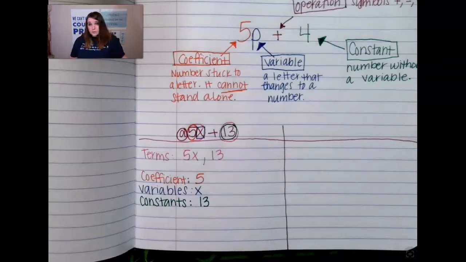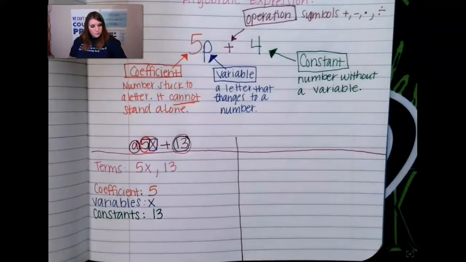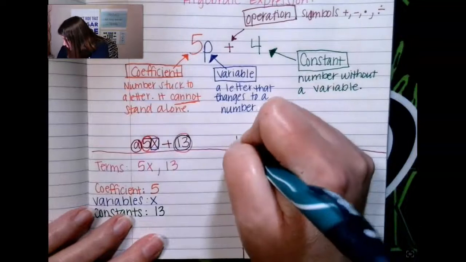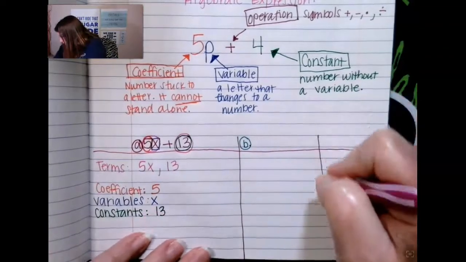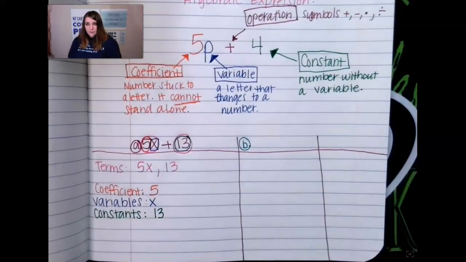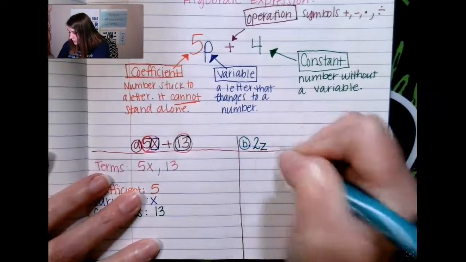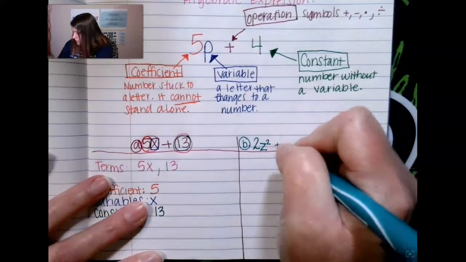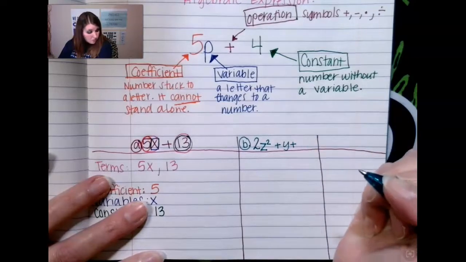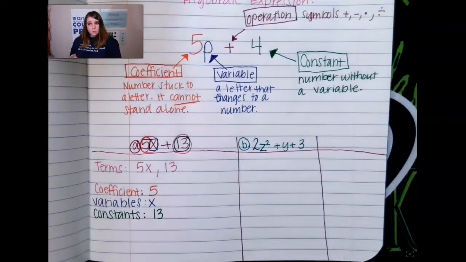All right, let's do another example. All right, our next example that we're going to look at is example B. And then I'm going to draw a line here because I'm going to give you a try it to do over here, okay? So example B. Example B says 2z squared plus y plus 3. 2z squared plus y plus 3.